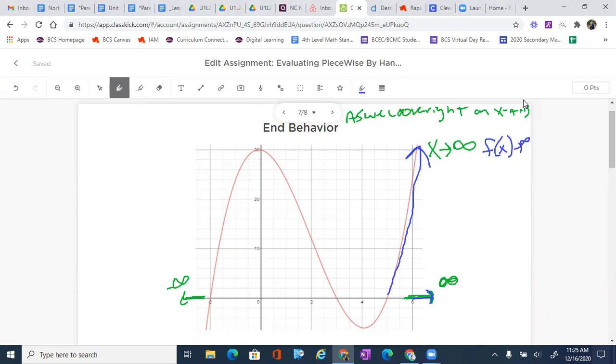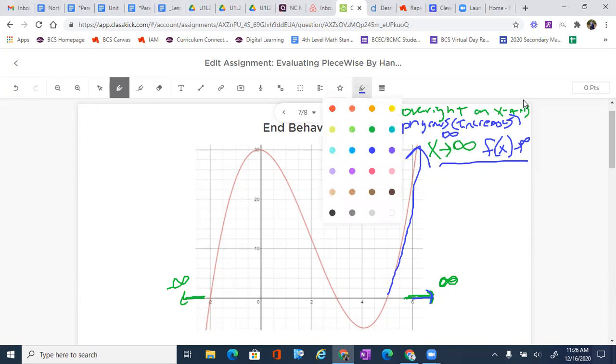So if we were to write that in words, we'd say as we look right on the x-axis, the graph grows. Or maybe we could say increases to infinity, okay? And that's all this statement right here actually means. So as we look right, as x approaches infinity, f of x is also approaching infinity.